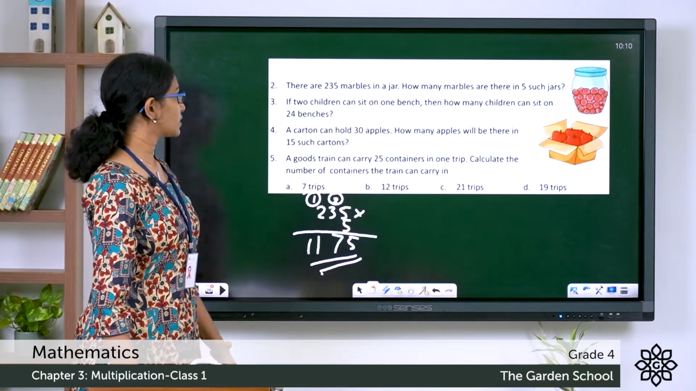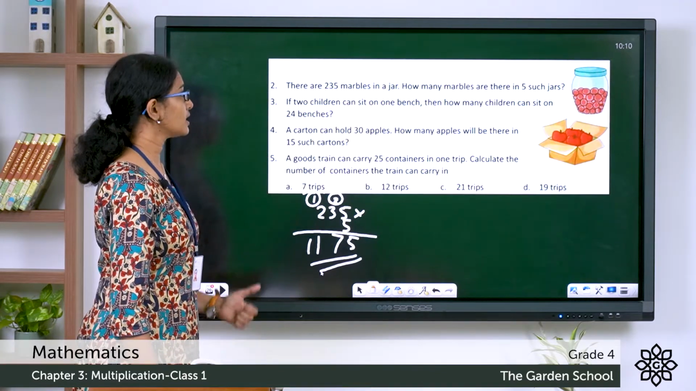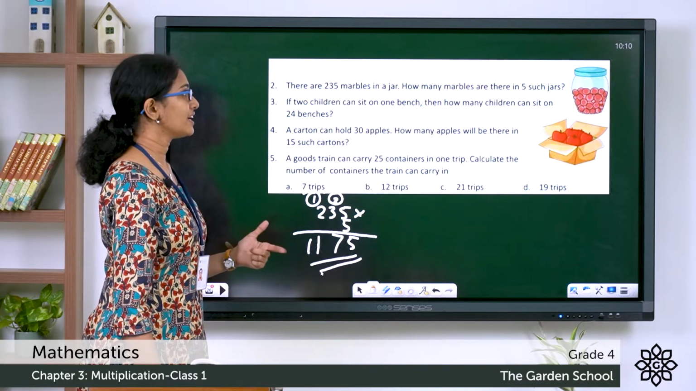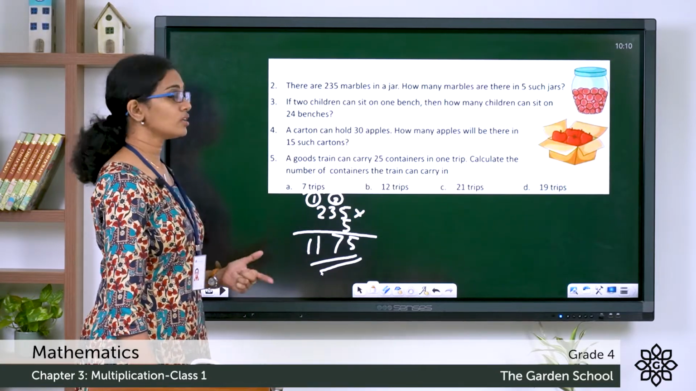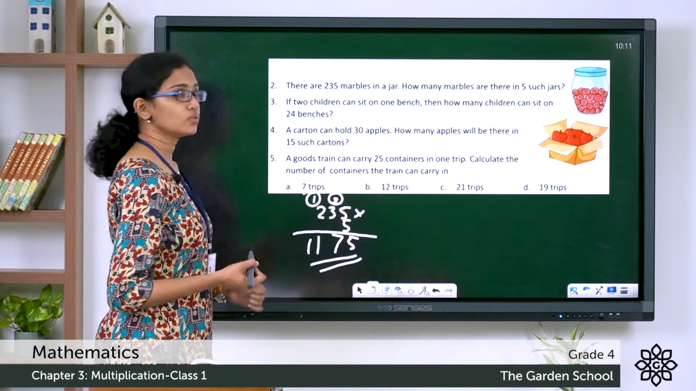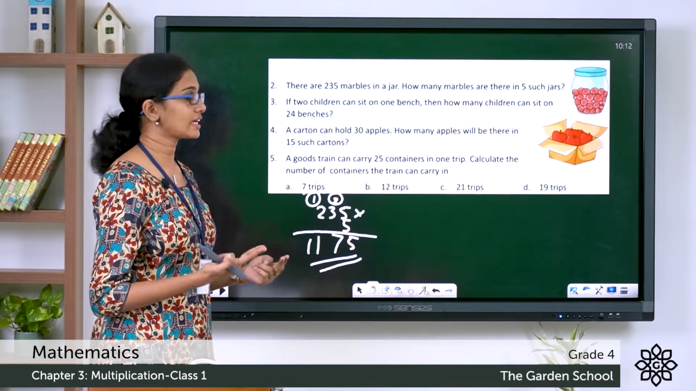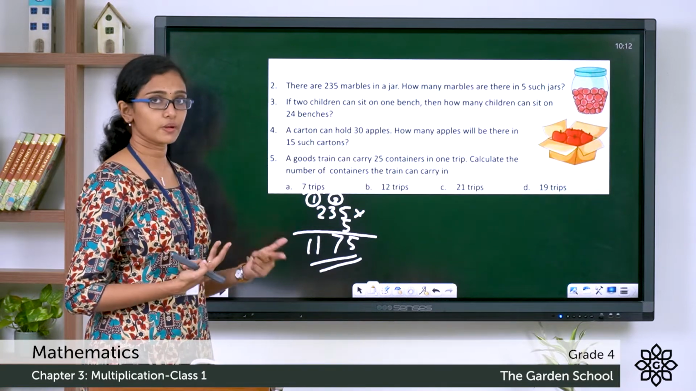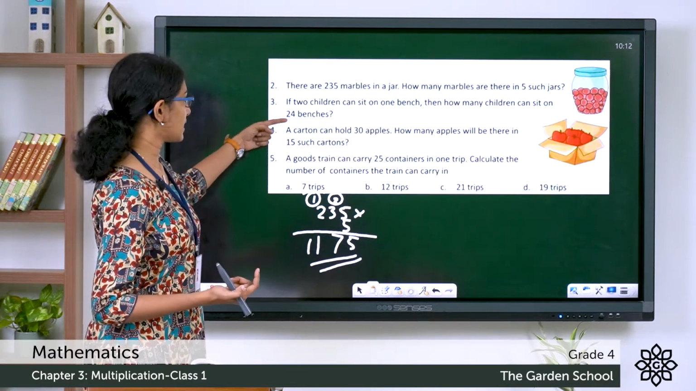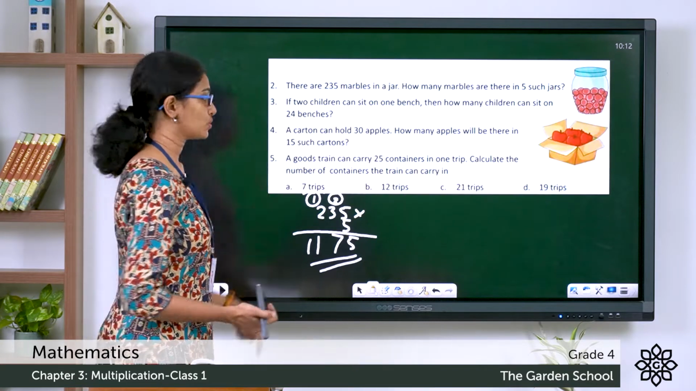Now, what about the third question? If 2 children can sit on one bench, then how many children can sit on 24 benches? So, there are 24 total benches and on each bench, 2 children can sit. So, how will you find out the total number of children? You have to multiply this 24 by 2. So, let's do that.